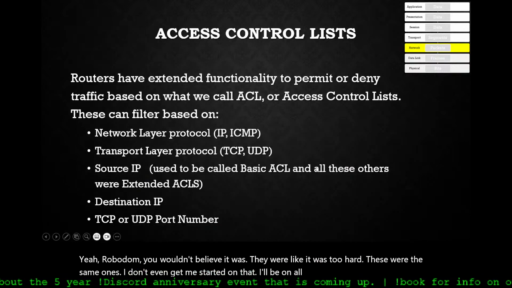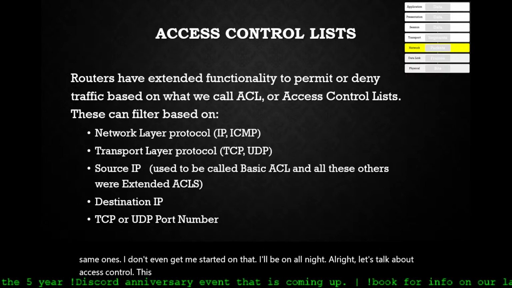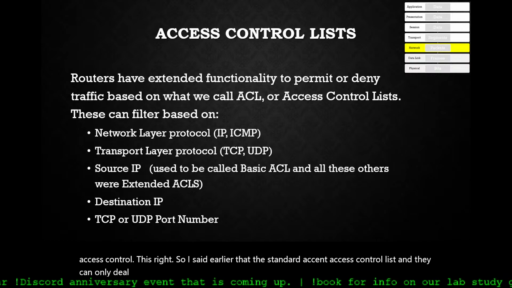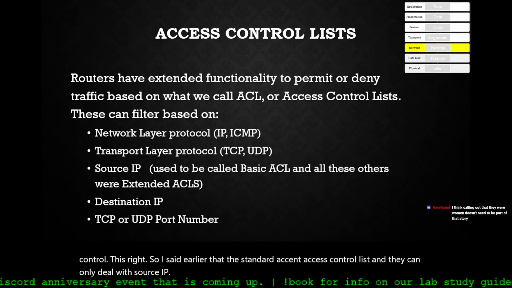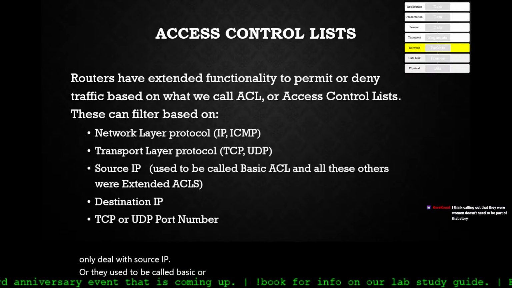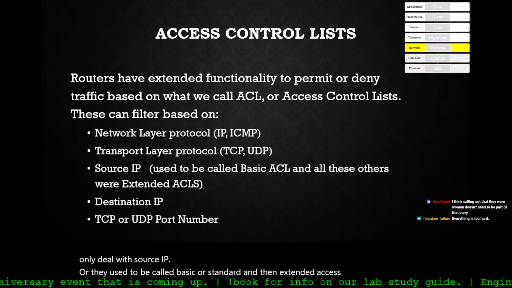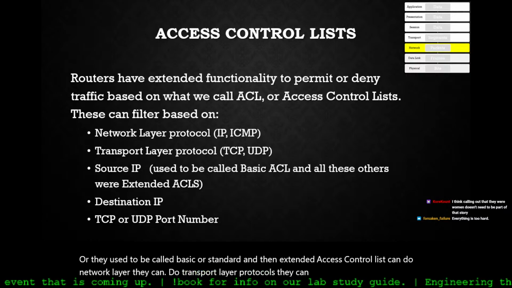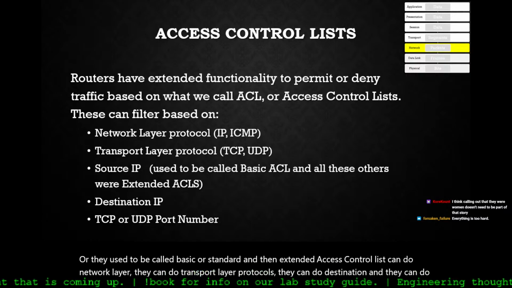All right, let's talk about access control lists. I said earlier that there are standard access control lists, which can only deal with source IP; they used to be called basic or standard. And then extended access control lists can work at the network layer, they can do transport layer protocols, they can do destination, and they can do TCP or UDP.